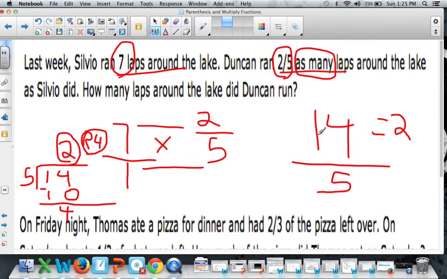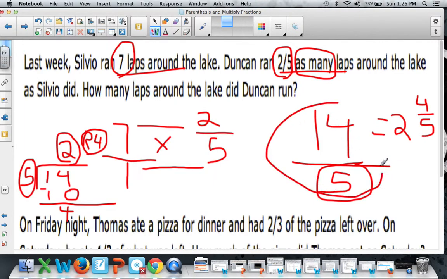The remainder goes right there, but it has something join him. It has whatever you divided by, or whatever the denominator is, join him. So it's 2 and 4/5. Now that, being able to turn 14/5 into 2 and 4/5, that is some 5th grade mastery, okay?